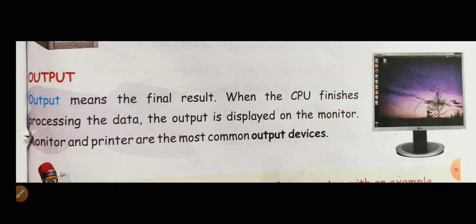Next, output. Output means the final result. When the CPU finishes processing the data, the output is displayed on the monitor. Monitor and printer are the most common output devices. Now output is final result that is shown on the monitor. Okay, and also we can have that result on a paper with the help of printer. So printer is also an output device.